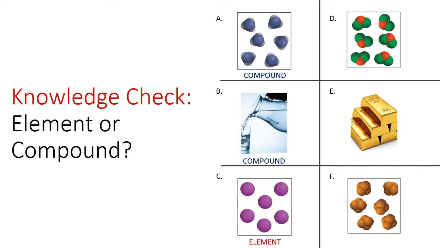Letter C is an element. It appears that there is only one element represented here by the purple spheres. And letter D is a compound, made up of two different elements represented by red spheres and green spheres. Letter E, gold, is also an element. You can find gold on that periodic table of elements that we looked at earlier. And letter F is an element. While there appears to be more than one atom making up each cluster, they're all made up of the same element. And so we would categorize this as an element.